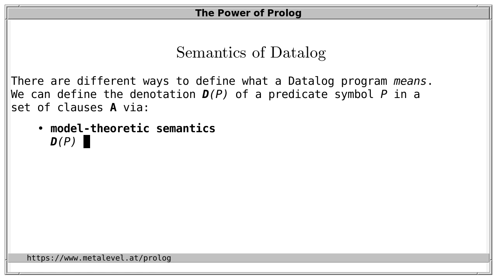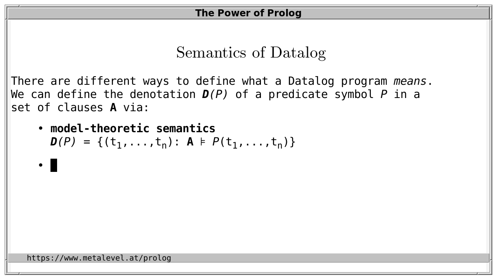For instance, we could say d of p is a certain set, namely a set of tuples t1 to tn, for which it is the case that p of t1 to tn is a semantic consequence of the clauses A. So this defines the meaning of a Datalog predicate in terms of models. We mean all tuples of arguments t1 to tn that make the predicate hold in all models of A.